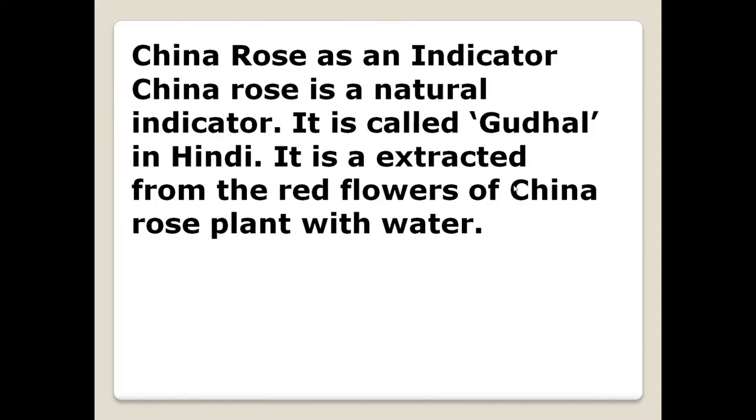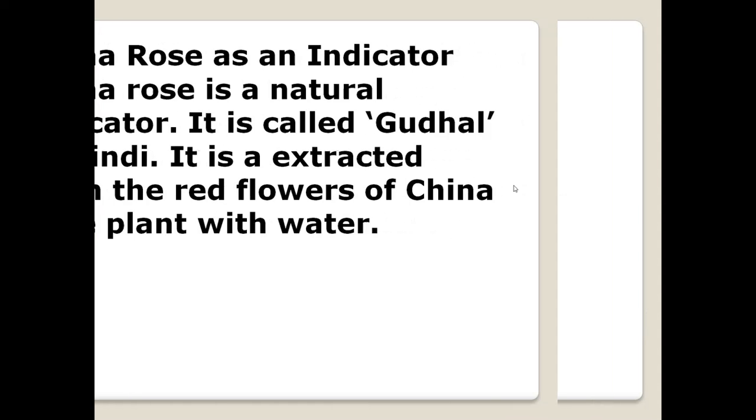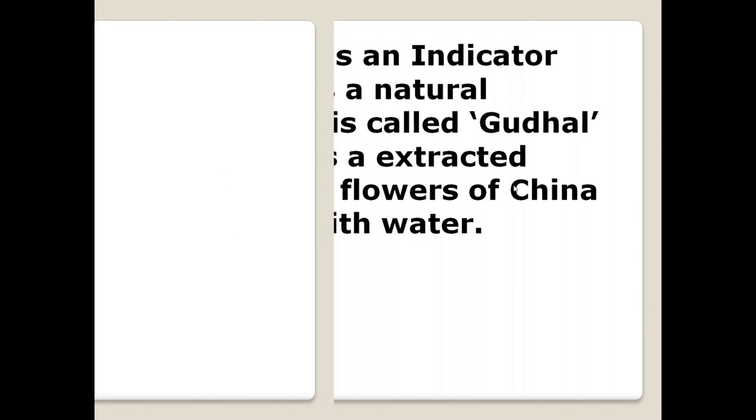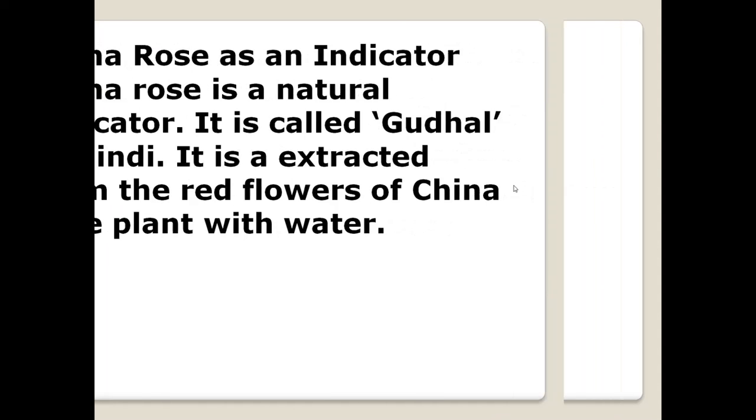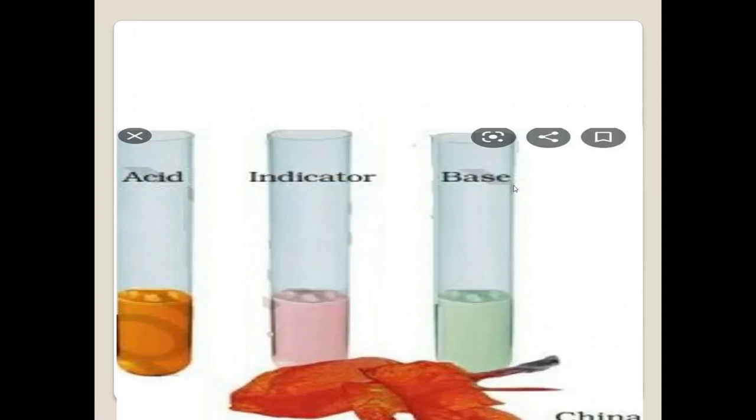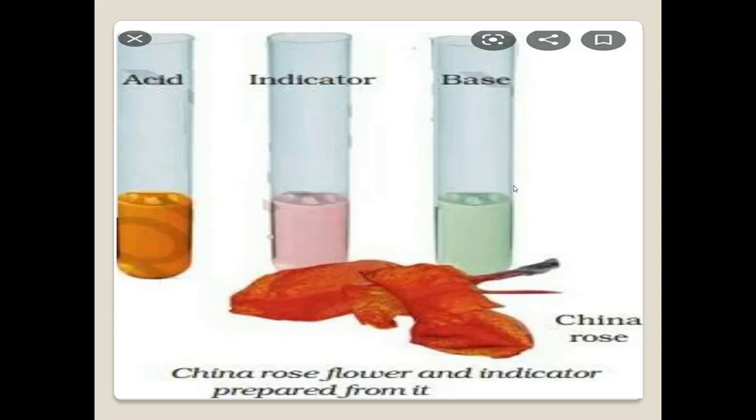China rose as an indicator. We know that China rose is a natural indicator. It is also called gudhal in Hindi. It is extracted from the red flowers of the China rose plant by crushing the flower petals with water. The red flowers can be crushed and mixed with water to obtain the indicator solution. So we look at this image.